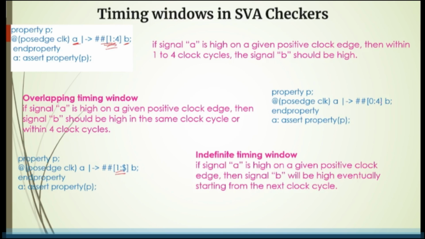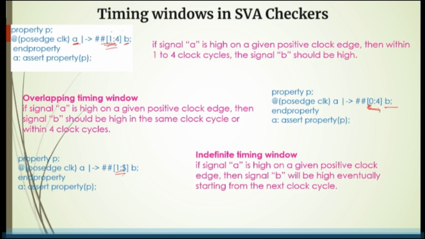Here, mostly the time delays are the same, but this is the range. That means within 1 to 4, B should be high. And here, A should be high on a given clock, then B is high in the same clock cycle or within 4 clock cycles. Because I have mentioned it as 0 to 4, it is either in that clock cycle or within any of the 4 clock cycles from 1 to 4 that B will be high.